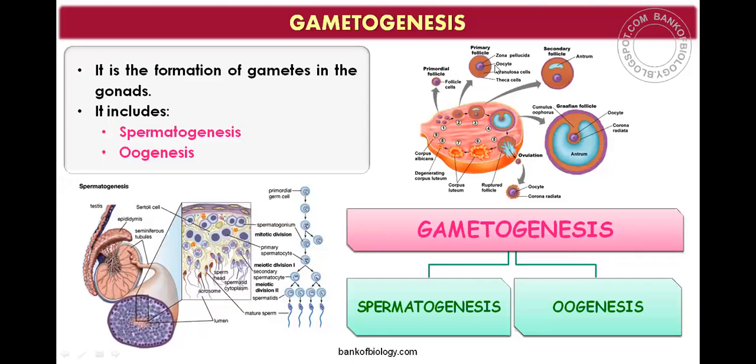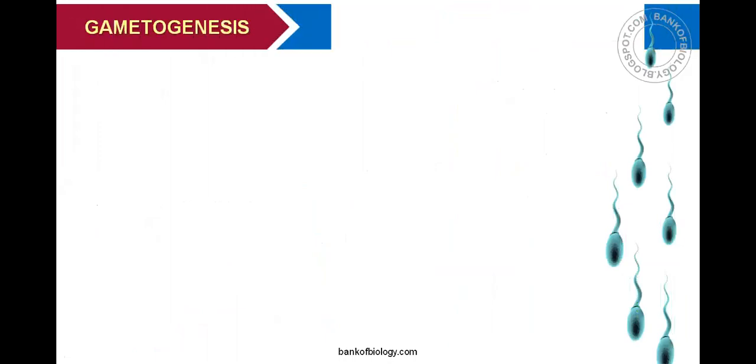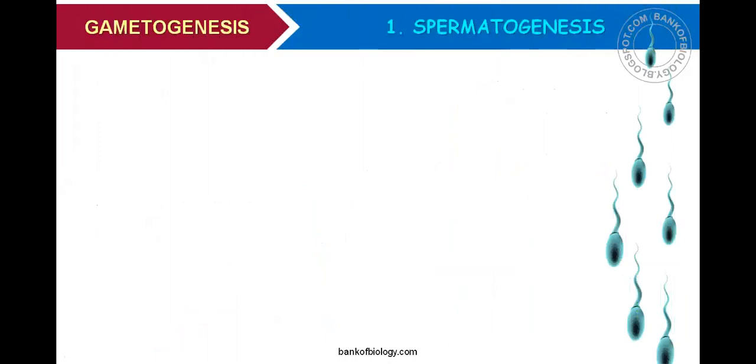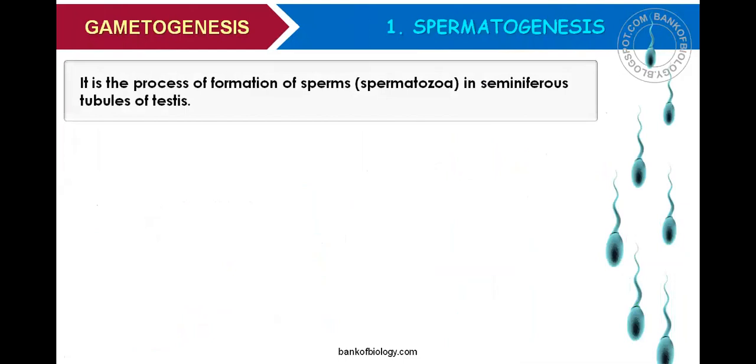Gametogenesis is the formation of gametes in the gonads. Gametogenesis includes spermatogenesis and oogenesis. So first of all, let's take a look at gametogenesis. As we said about spermatogenesis, we should take care of these three things: spermatogenesis, spermiogenesis, and spermiation.